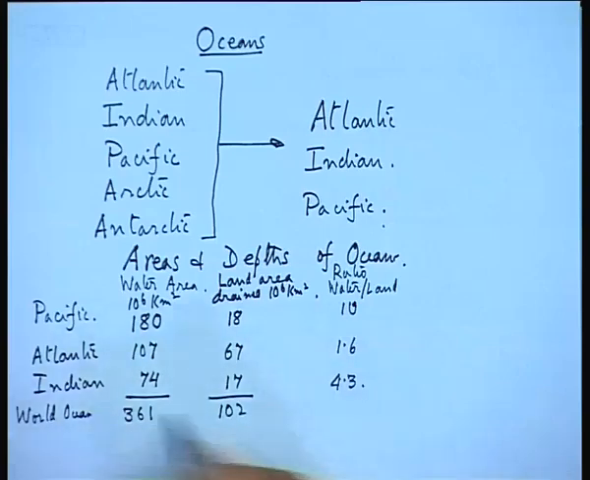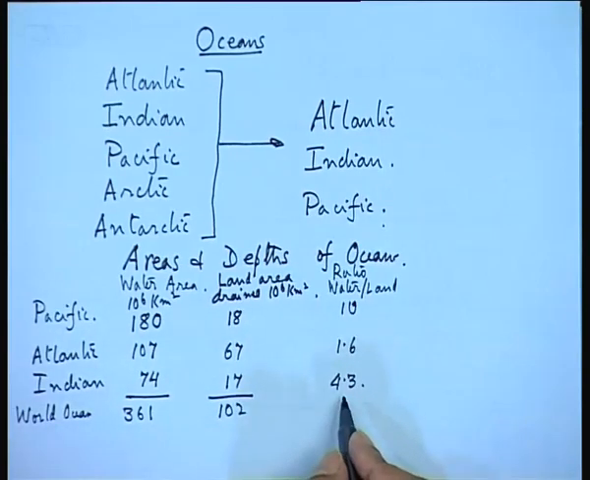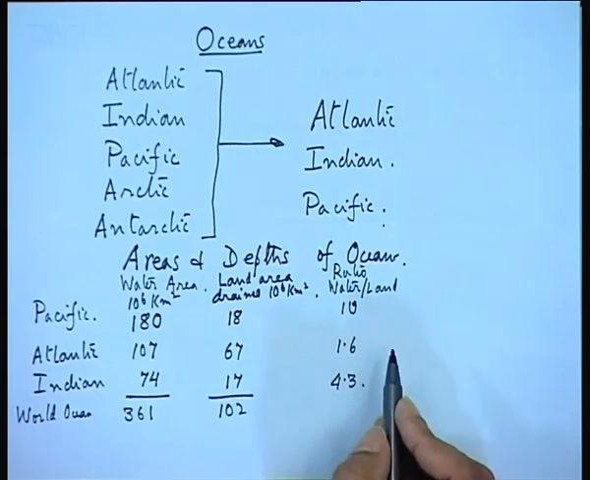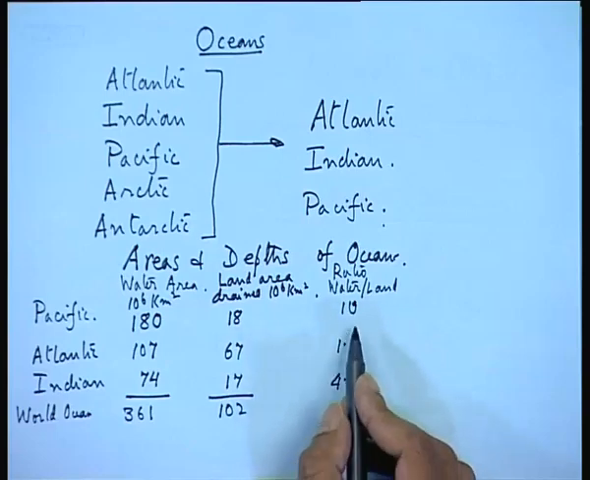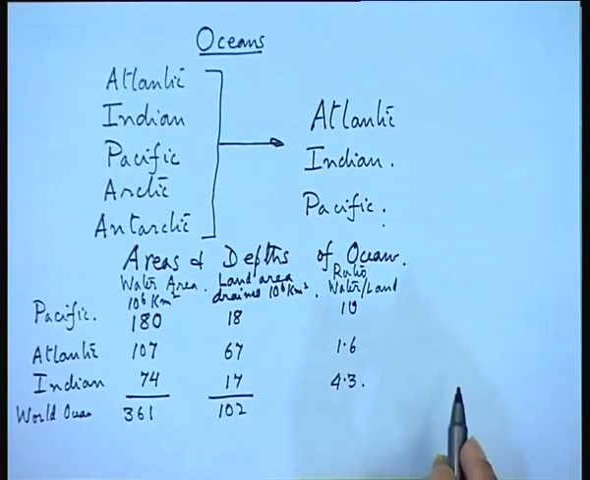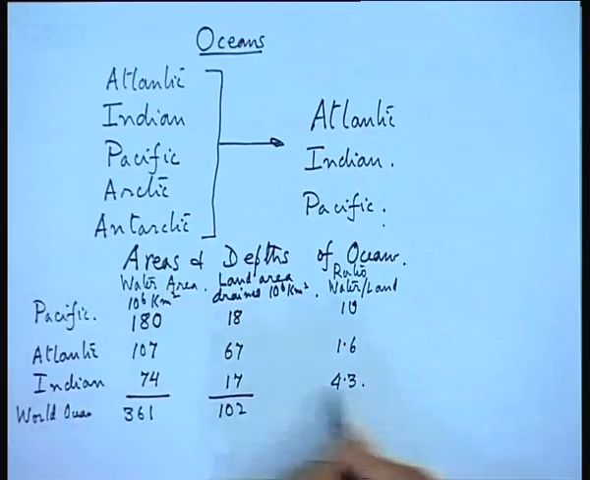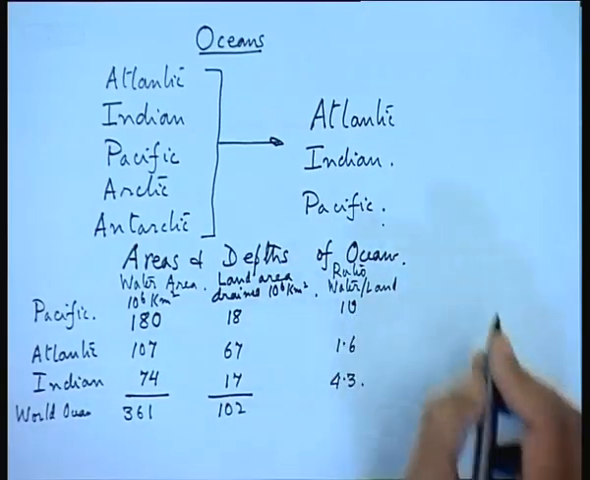Next is the Indian Ocean area. In the Indian Ocean area, we have the continents, that is, a large portion of our coast is affected by the ocean waters. Of course, Atlantic is less area wise.